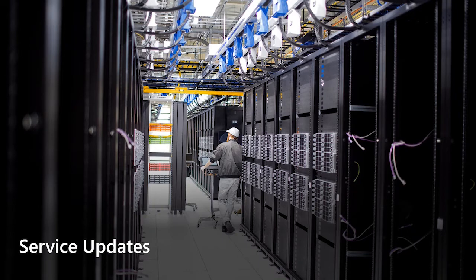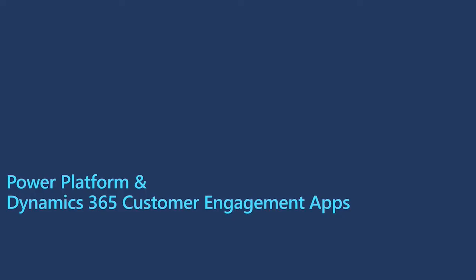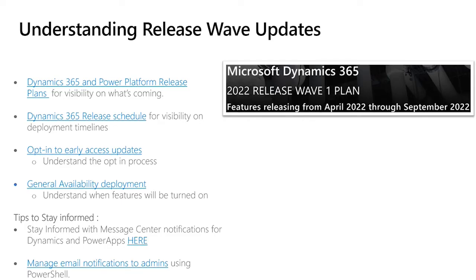Okay, so let's talk a little bit about the service updates across Power Platform and the Dynamics 365 customer engagement apps. Release wave updates, like we've talked about before, release waves happen twice a year. And right now we're on the 2022 release wave 1, which covers all releases from April through September of this year. Coming up here later in the year, we'll start seeing the release wave 2 plans and the different things that'll be coming with that. But for now, we're still within that release wave 1 plan.